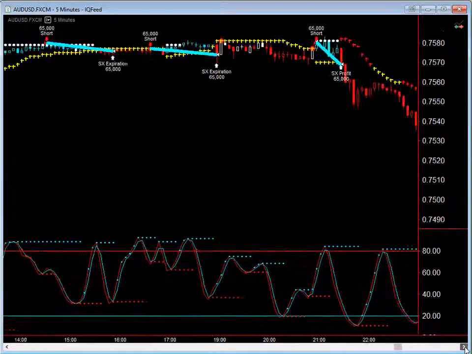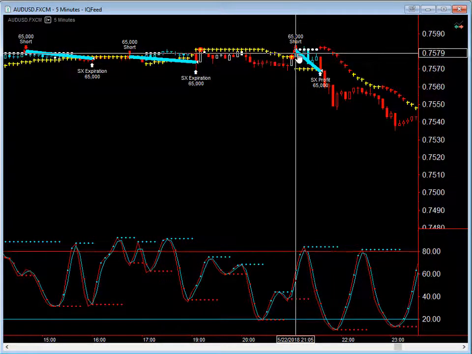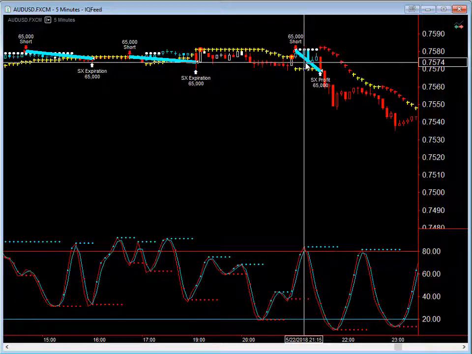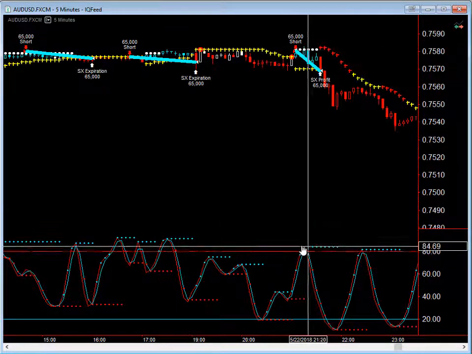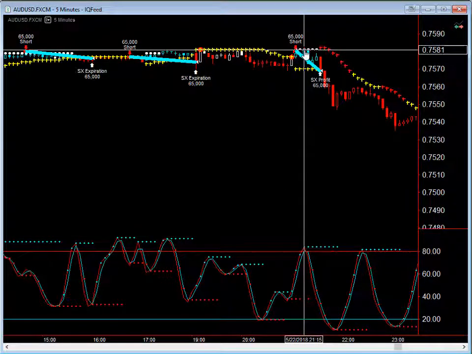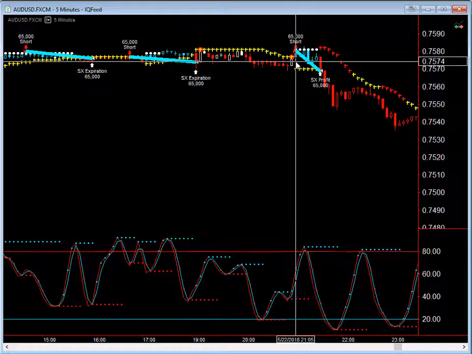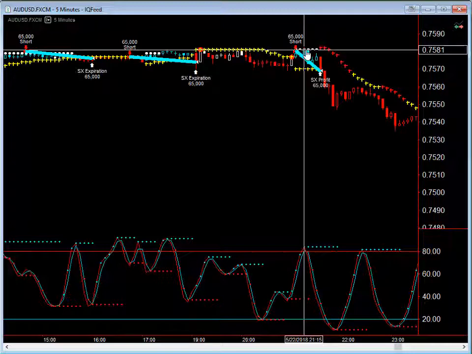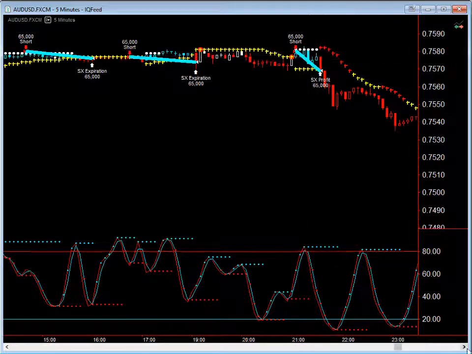Then we go to the next one. And you can see that you have a short here. My preferred entry would have actually been about here because this is where you're actually overextended. This to me is like a perfect trade setup. You have a short generated. It comes to test the congestion dot and the stochastics is overextended. To me, this is the money trade. If I had one money trade, this would be it.